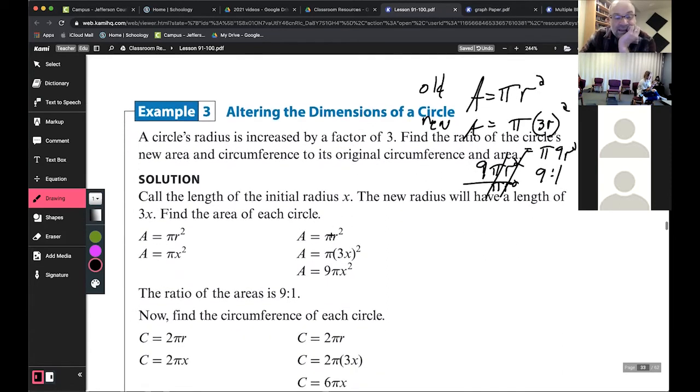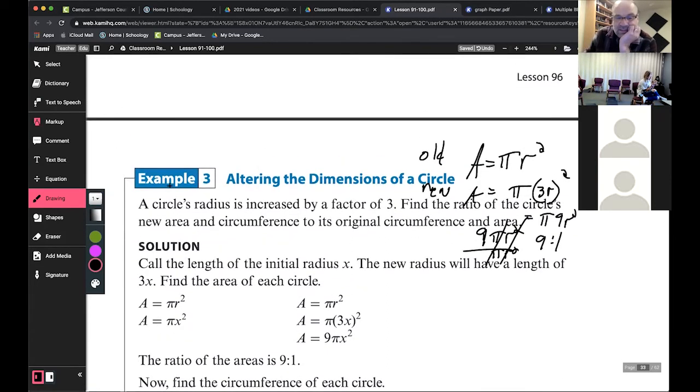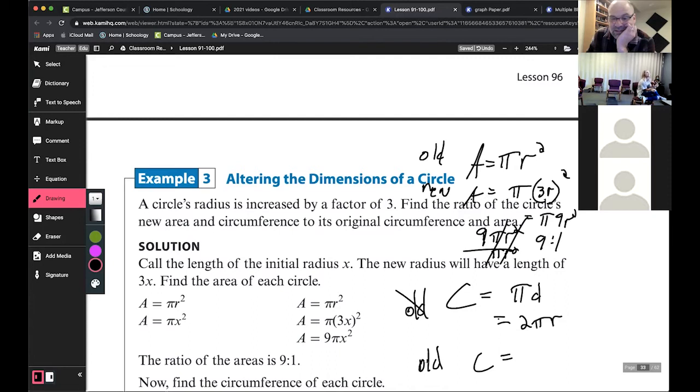All right, and then the circumference. Okay, let's look at the circumference. Circumference equals pi times diameter, or pi times 2r, or 2 pi r. So if we increase the radius by a factor of 3, that means we're going to multiply the radius times 3. So this is the new one. Sorry, it's messy. 2 pi, and instead of r, it's 3r.